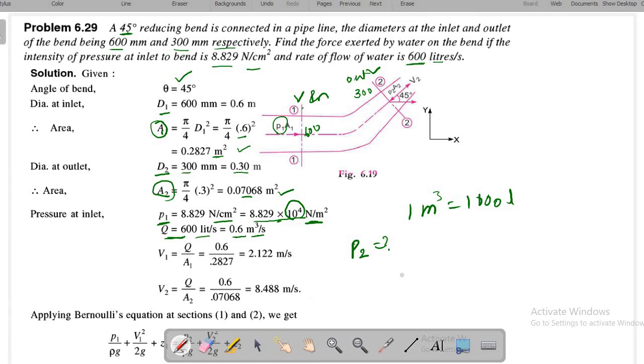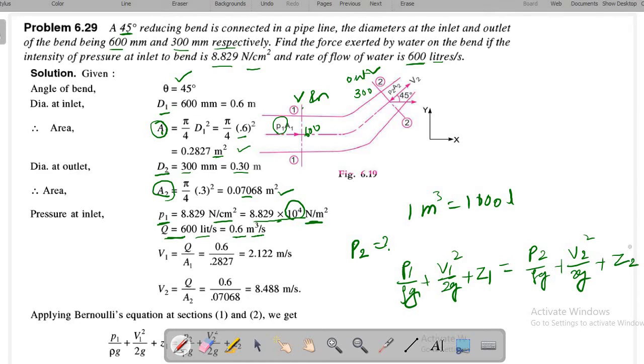So what is Bernoulli's equation? P1 by rho g plus V1 square divided by 2g plus Z1 is equal to P2 by rho g plus V2 square divided by 2g plus Z2. As the pipe is horizontal, Z1 equals Z2, so they cancel, and we are left with P1 by rho g plus V1 square by 2g equals P2 by rho g plus V2 square by 2g. This much we will have, but we don't know V1, right? But we can calculate V1 by using the formula Q equals A into V, where V equals Q by A.